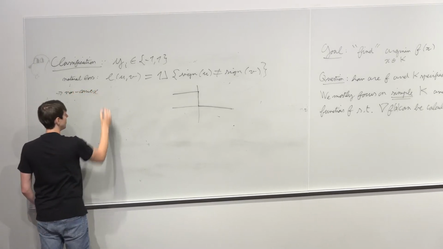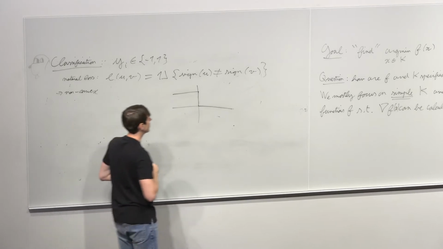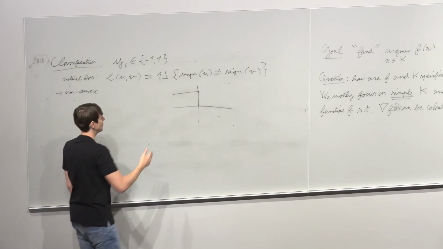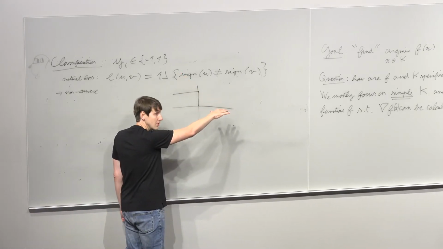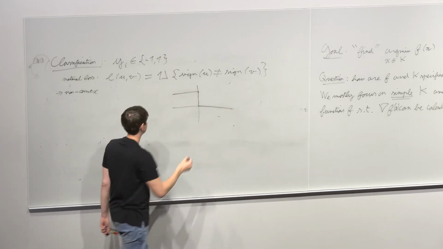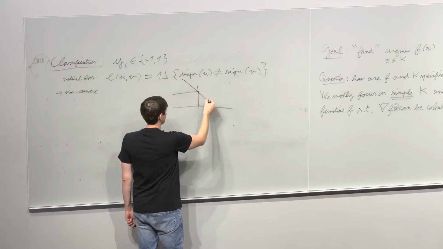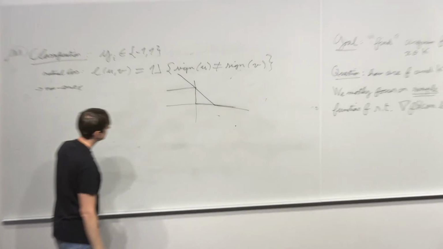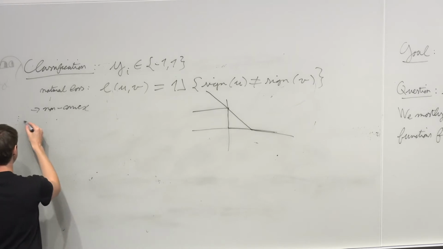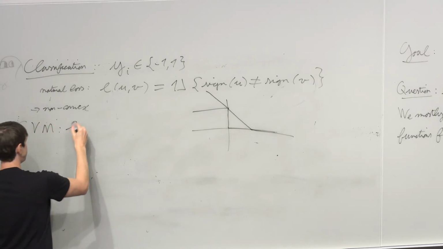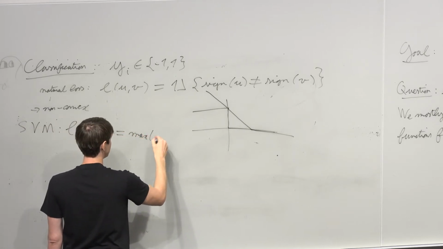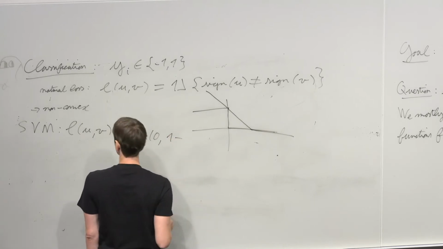So what can you do? One thing you can do is try to find a convex upper bound on it. Why does it make sense to look for an upper bound? Because if the upper bound is small, then the thing it's upper bounding is also small. That's a pretty natural reasoning. So here is the most popular one from the 90s. This is the upper bound, just a linear slope that upper bounds it. This is called SVM, support vector machines. So L of u, v is just the maximum between 0 and 1 minus uv.